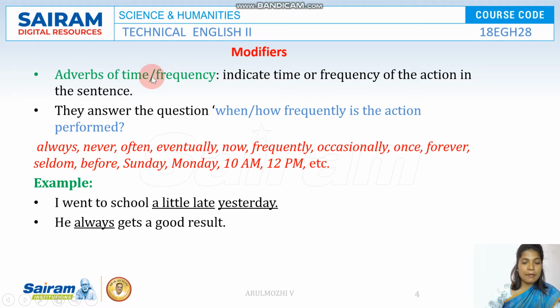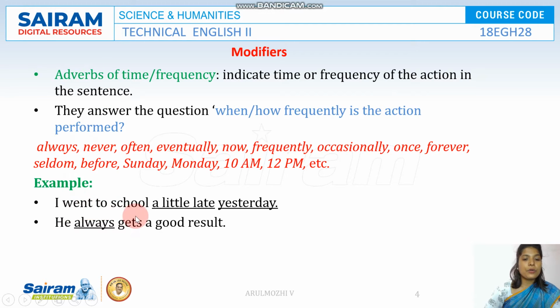Then adverb of time or frequency. It indicates the time or the frequency of the action in the sentence. It always answers the question when the action is performed or how often an action is performed. Some of the cue words for adverb of time are always, never, often, eventually, finally, frequently, before, after, Sunday, Monday, 10 o'clock, 12 p.m.